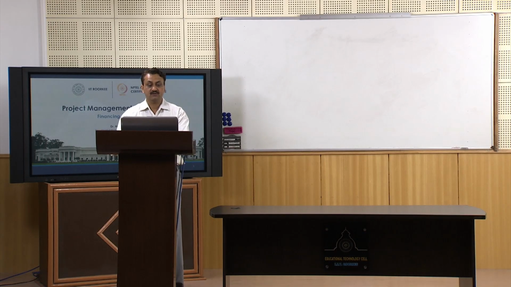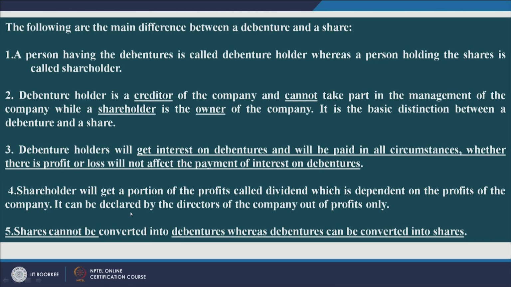Debenture holders will get interest on debentures and will be paid in all circumstances before shareholders, as we have seen in previous slides as well. Whether there is profit or loss will not affect the payment of interest on debentures. So, you will have to pay the debenture holder. Shareholders will get a portion of the profit called dividend, which is dependent on the profit of the company. It can be declared by the directors of the company out of profit. And finally, as we have seen already, shares cannot be converted into debentures, whereas debentures can be converted into shares.